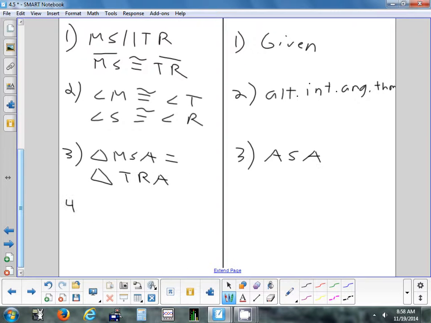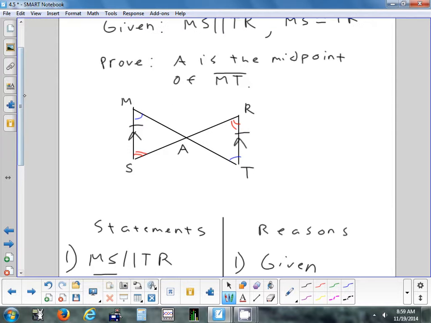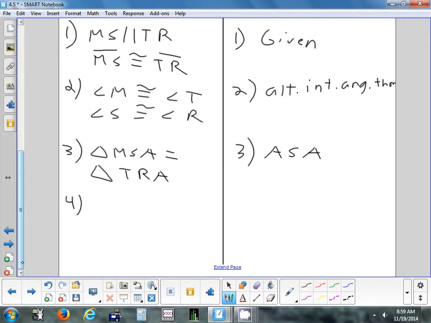All right, now we've really done a big part of this proof. We've proven the triangles congruent. So I think we have two statements left. What would be my next statement that I could say that would lead me to the fact A would have to be the midpoint? Yep? MA and TA are congruent. Right, MA and TA have to be congruent now. First, third, first, third. So he said it perfect. MA is congruent to TA.